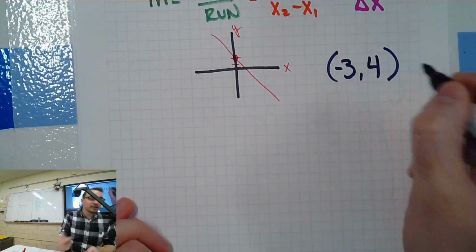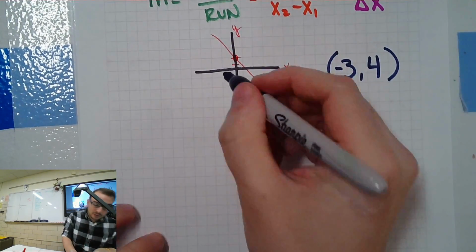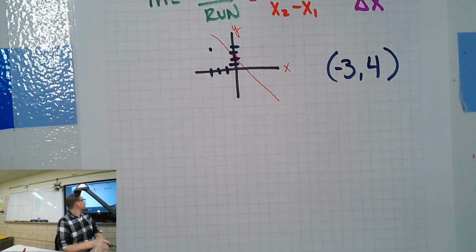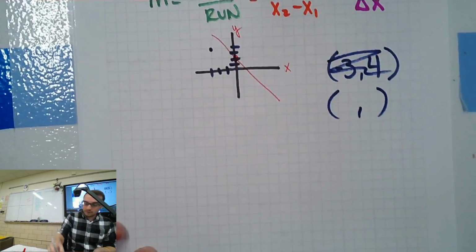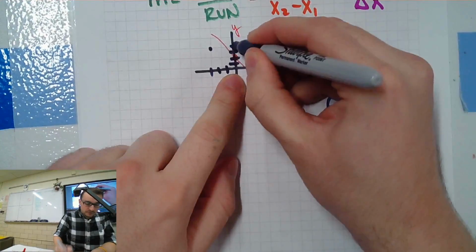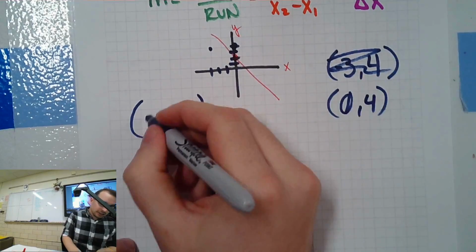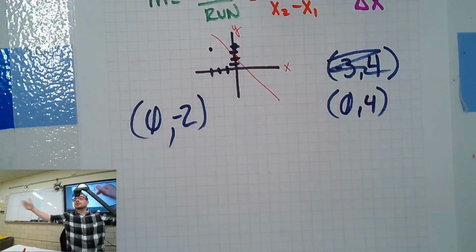Negative 3, 4. Is negative 3, 4 going to be a y-intercept? Why not? Negative 3, 4 is here. Is that a y-intercept? Can't be ever, right? Give me a coordinate: 0, 4. 0 in the x direction, 4 in the y direction. 1, 2, 3, 4. That's a y-intercept. Give me another example: 0, negative 2. What do all y-intercepts have in common? 0 for the x, of course, because they're somewhere up and down, but they're nowhere left and right.